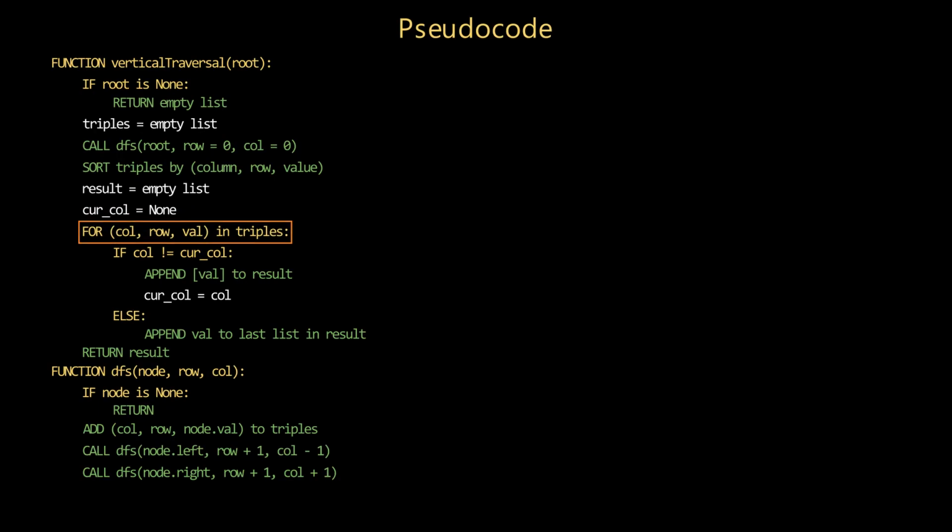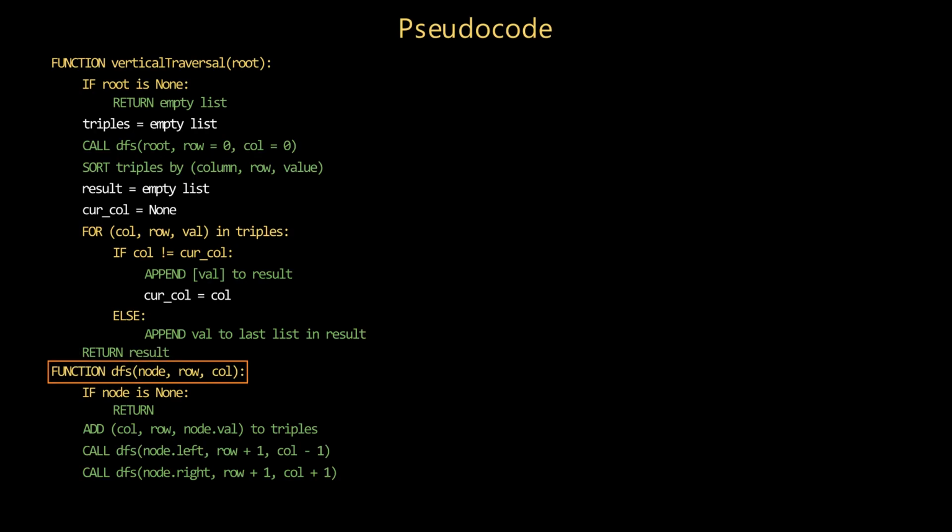Scan sorted triples in order. If this column is new compared to the previous one, start a new inner list with this value, and remember the current column. Otherwise we are still in the same column. Append the value to the last inner list. Return the nested lists.